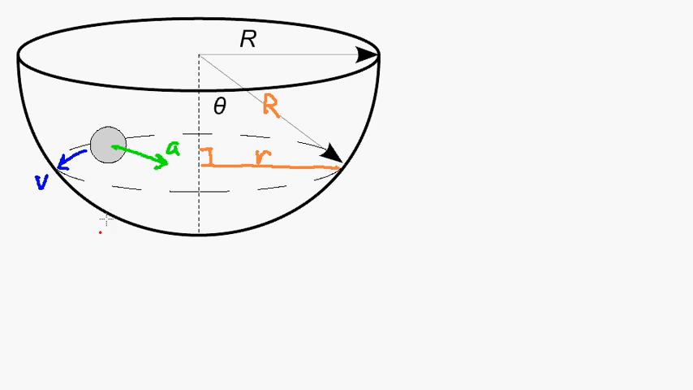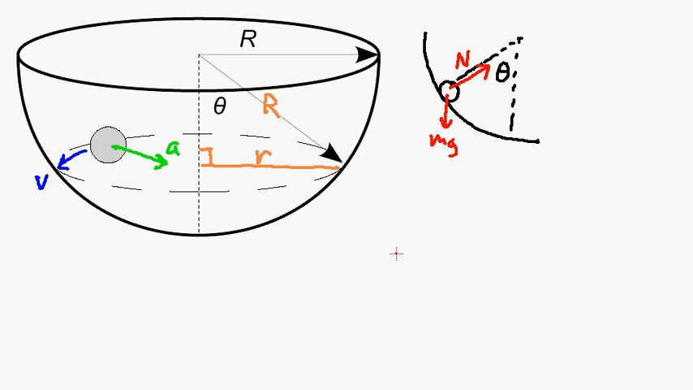What are the forces acting on the ball? Well, there's a normal force on the ball that's always acting towards the center of the sphere. You can imagine here's a cross section of the sphere. There's a vertical, and the ball is right there at some angle theta. The normal force from the sphere on the ball is always going to be pointing in towards the middle, right? Meanwhile, the gravity on the ball always points down.